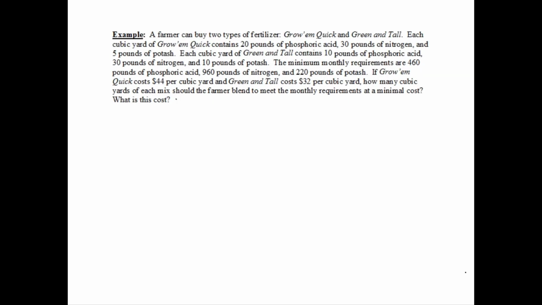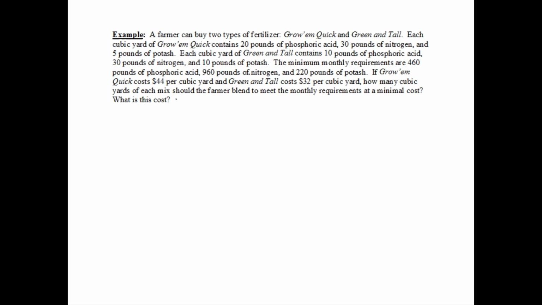Let's look at this example. A farmer can buy two types of fertilizer, Grow 'em Quick and Green and Tall. Each cubic yard of Grow 'em Quick contains 20 pounds of phosphoric acid, 30 pounds nitrogen, and 5 pounds of potash. The amounts of phosphoric acid, nitrogen, and potash are also given for each cubic yard of Green and Tall.